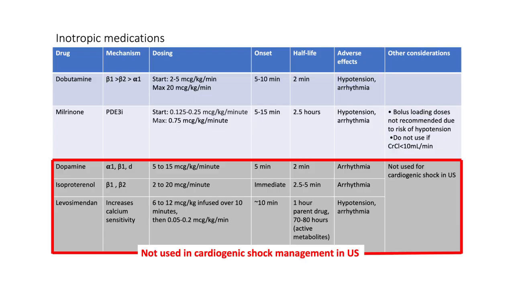Dopamine, isoproterenol, and levosimendan, which is not currently used in the US, are other inotropic medications that you may hear about, but they do not have a significant role in the management of cardiogenic shock.